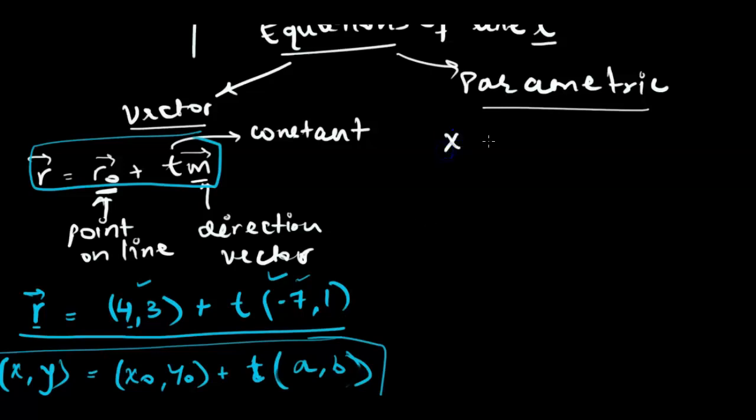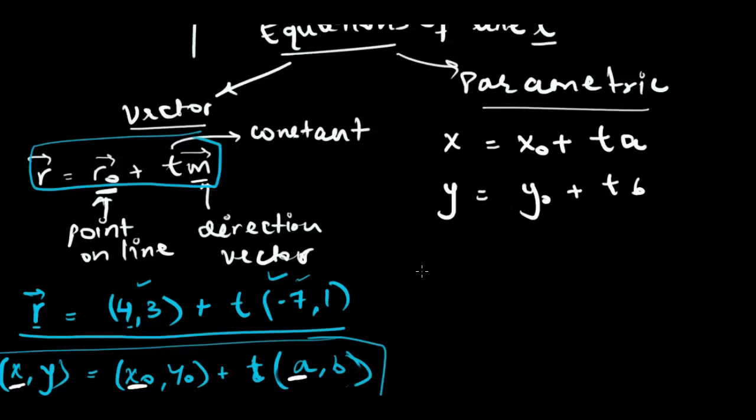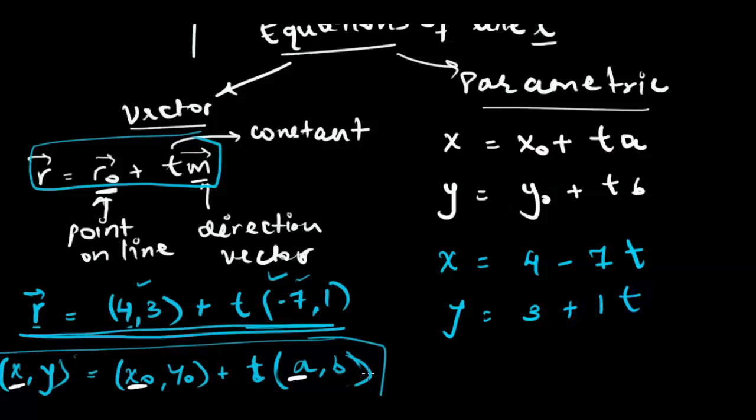So x is going to form a separate equation just with x's. We would have x equal to x naught plus ta. Y would be written as a separate equation as well. So y is equal to y naught plus tb. Now for the example that we're doing right now, we can write the parametric form of the equation, and that would be x equal to 4 minus 7t and y equal to 3 plus 1t. And this is nothing but called the parametric equation.